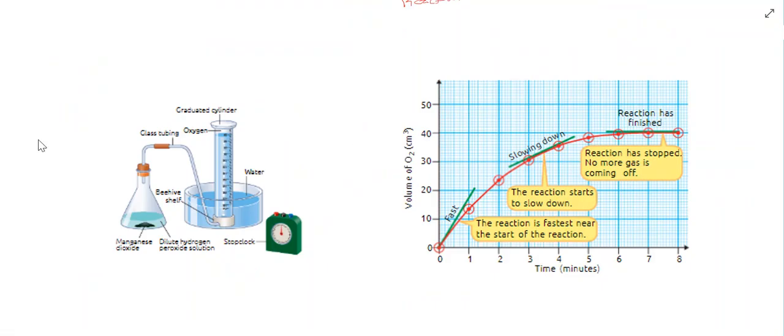So if we have a look at a more formal example of this, here is an experiment that can be set up, and it's fairly straightforward. This is a graph showing the course of a reaction. Our reactant is hydrogen peroxide. So this is what it looks like. This is known as hydrogen peroxide.